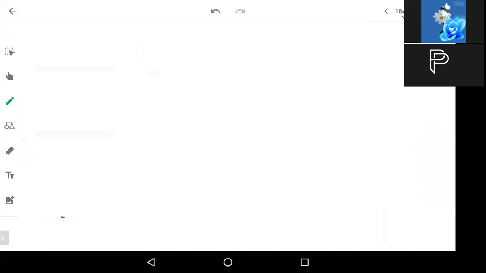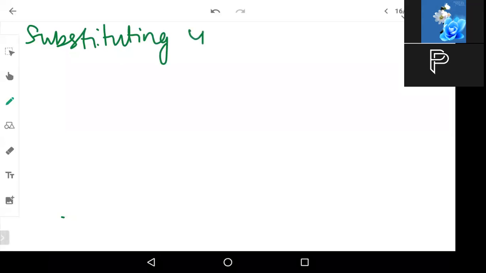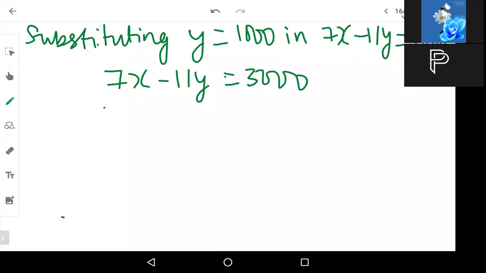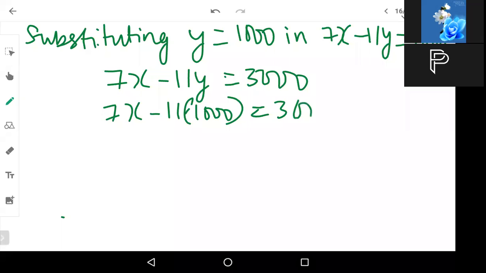Okay, so substituting y is equal to 1000 in 7x minus 11y is equal to 3000. Okay, yeah, good. 16,000 is the correct answer for the second person. So 7x minus 11y is equal to 3000. 7x minus 11 into 1000 is equal to 3000. 7x minus 11,000 is equal to 3000.